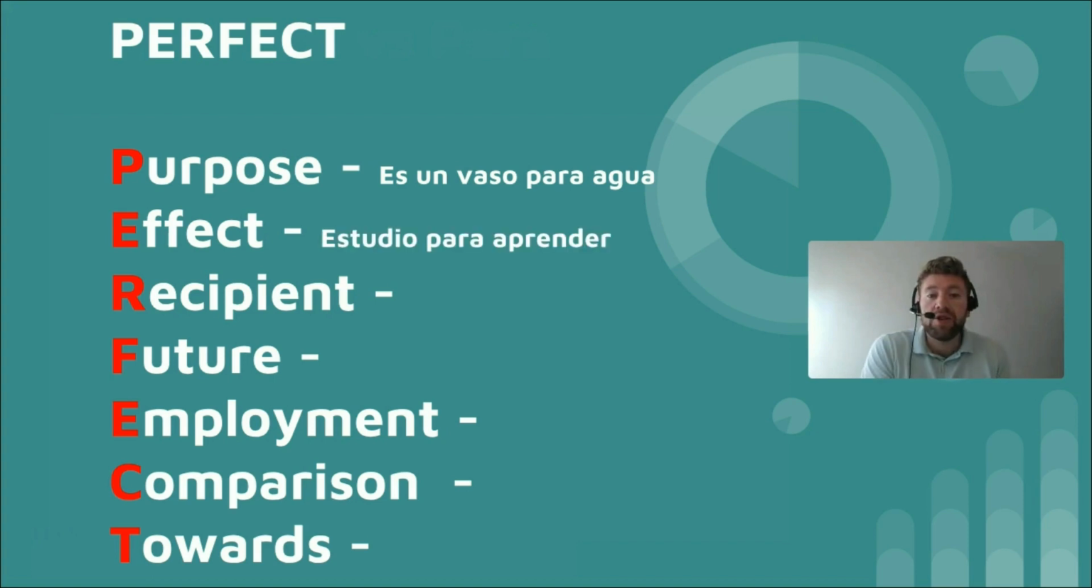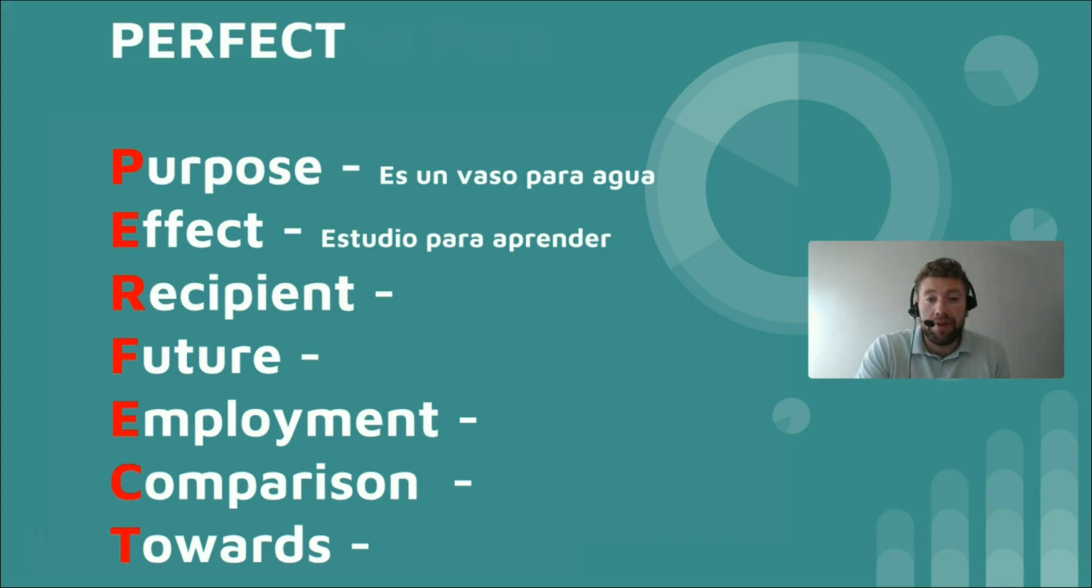Effect: estudio para aprender. I study to learn or in order to learn. So this effect is really in order to. O, por ejemplo, estudio para ser médico. I study in order to be a doctor. I study to be a doctor.